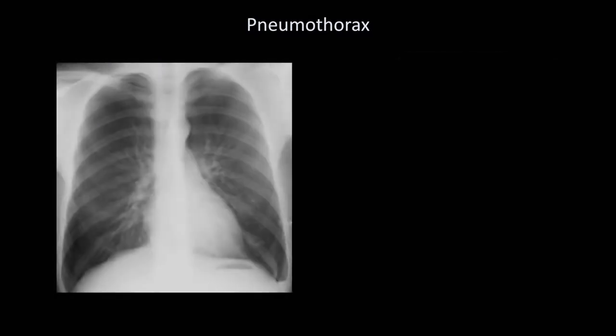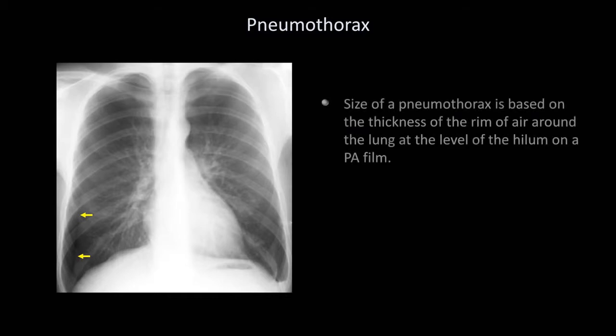Consider this X-ray. Do you see anything unusual? If you look closely at the lateral aspect of the right lung, you'll notice a subtle vertical line, lateral to which there are no lung markings. A pneumothorax.